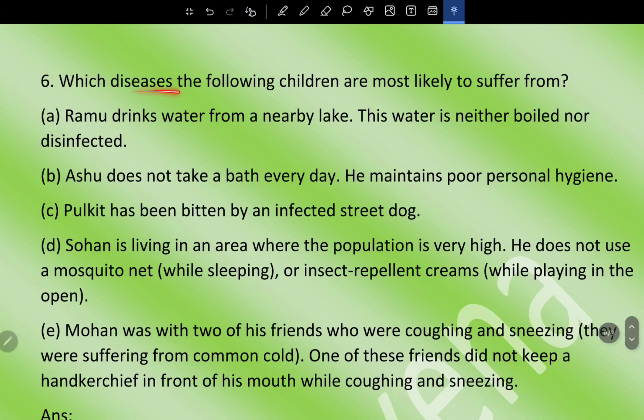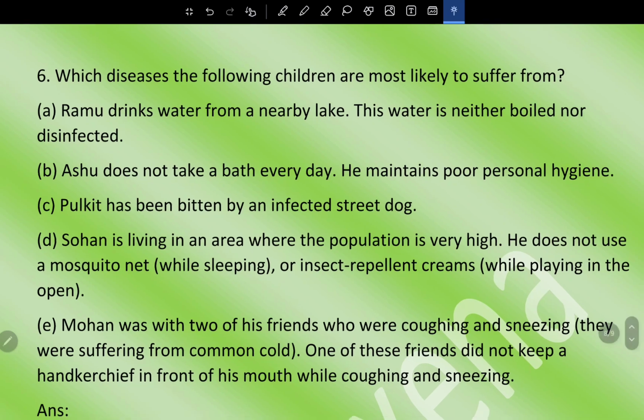Question number 6. Which diseases are the following children most likely to suffer from? Ramu drinks water from a nearby lake. This water is neither boiled nor disinfected. Ashu does not take a bath every day. He maintains poor personal hygiene. Let's see the answer.